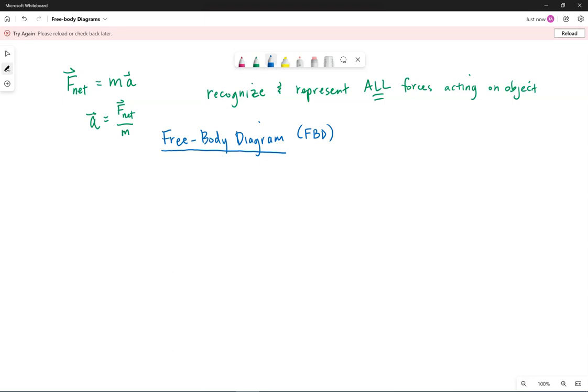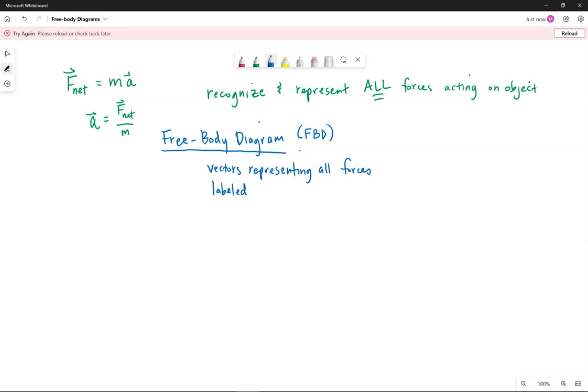So free body diagram means vectors representing all forces, so each vector will represent a given force. And then these are all labeled.